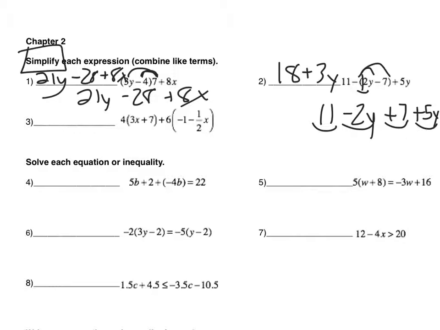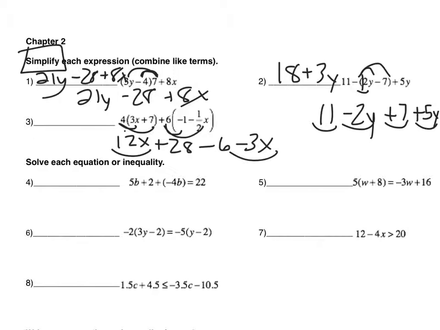For number 3, we have 2 sets of distributive property to complete. Don't forget to watch out for those negative signs. 4 times 3x is 12x. 4 times 7 is 28. 6 times negative 1 is negative 6. And 6 times negative 1/2 x is minus 3x.